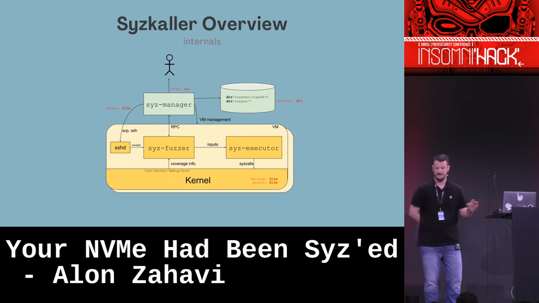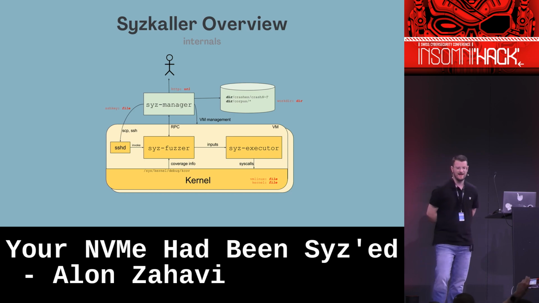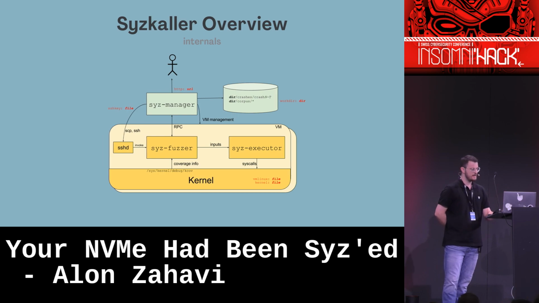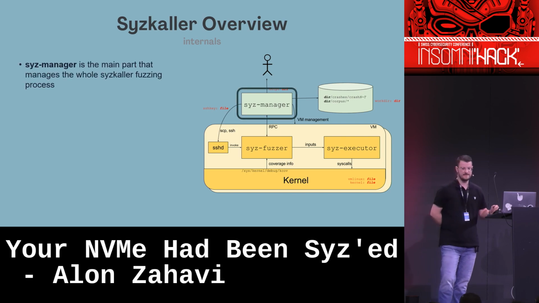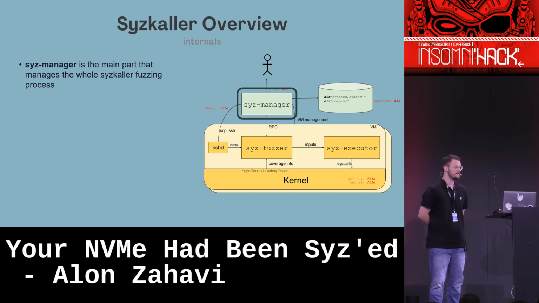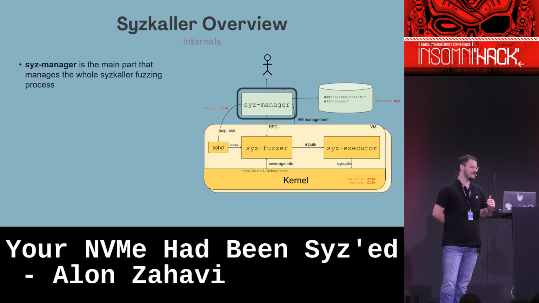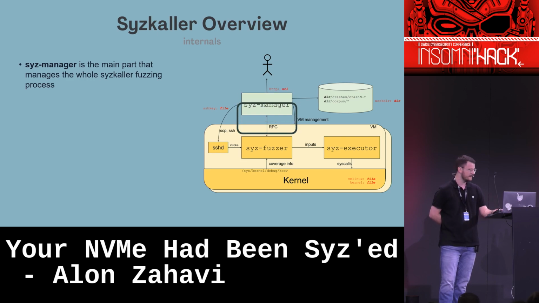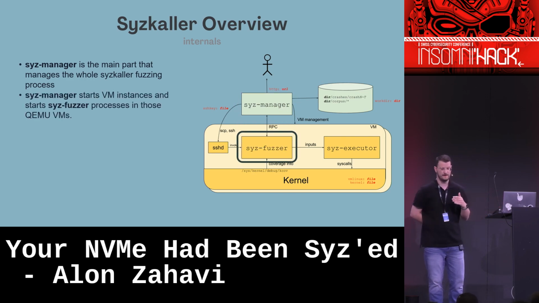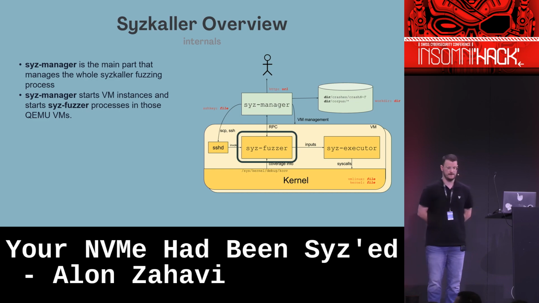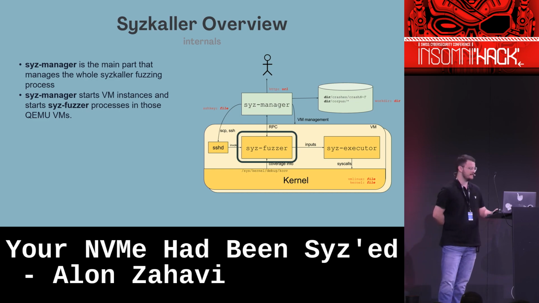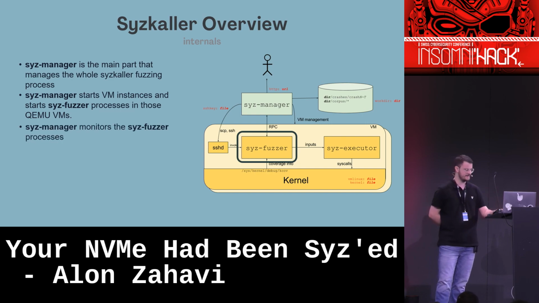On the screen, maybe you can see the scheme from the official repository on how syzkaller works, and we'll break it down a bit. We first have the syz-manager process, which is the main part. This syz-manager obviously manages the whole fuzzing process. It also creates the VM instances. In our case, we chose to use the QEMU VMs. And it starts the syz-fuzzer processes inside those VMs.